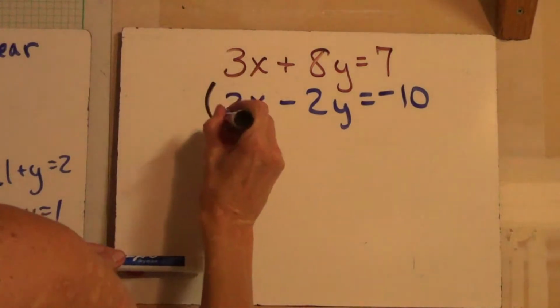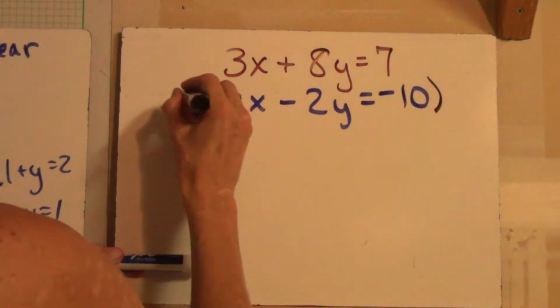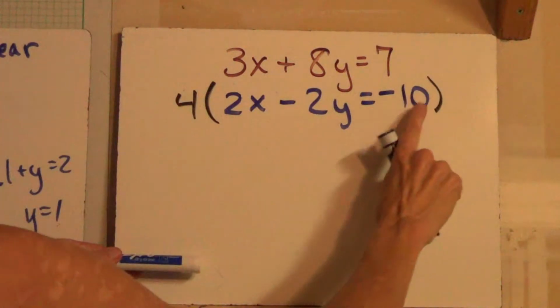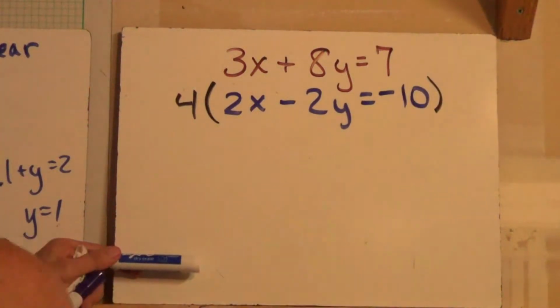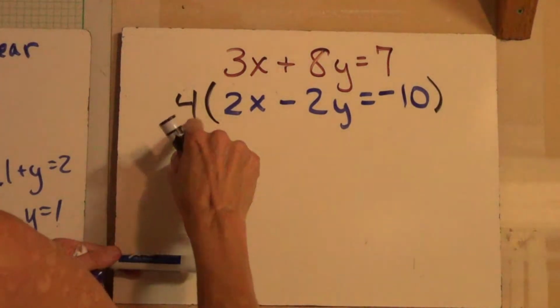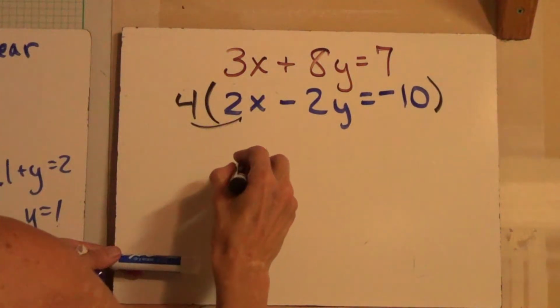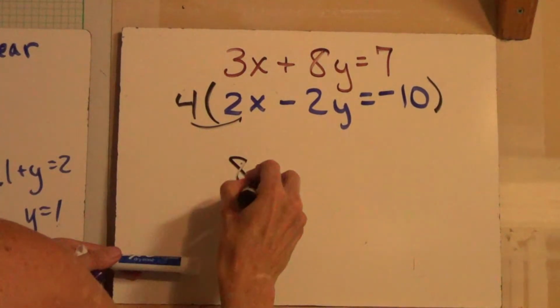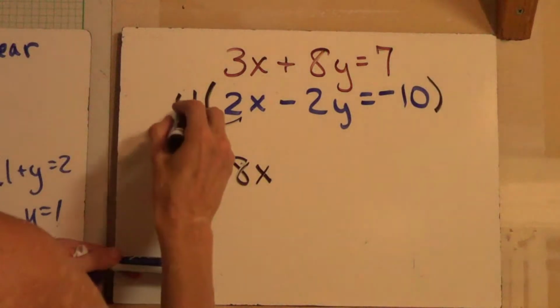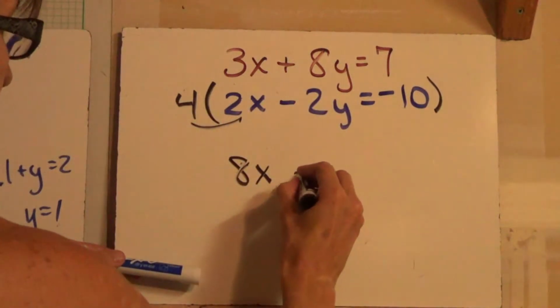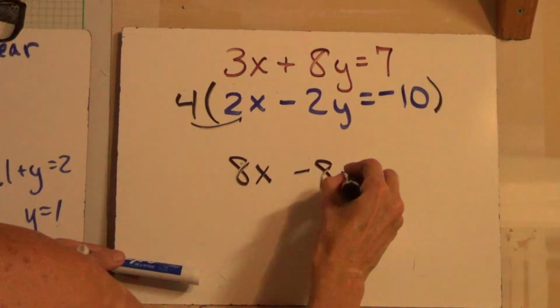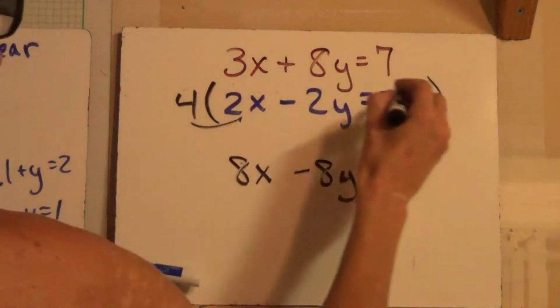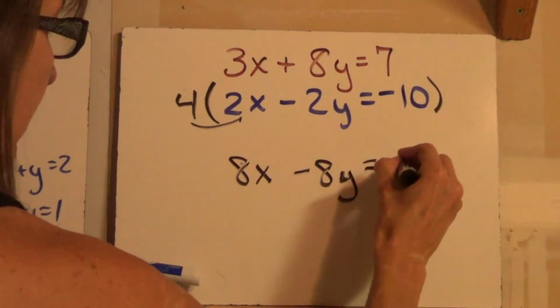Distribute a 4 to each term down here. Now, a common error is to forget that term. You need to multiply that 4 by everything so that it stays equal. So let's go ahead and do that. 4 times 2x would be 8x. 4 times negative 2y, negative 8y. I'm sorry, I said x, I meant y. 4 times negative 10 would be negative 40.